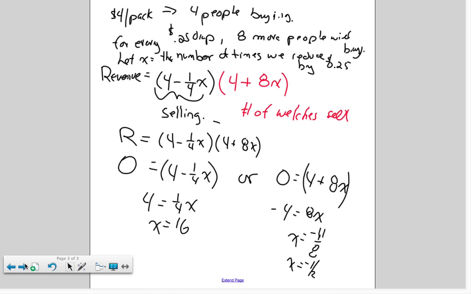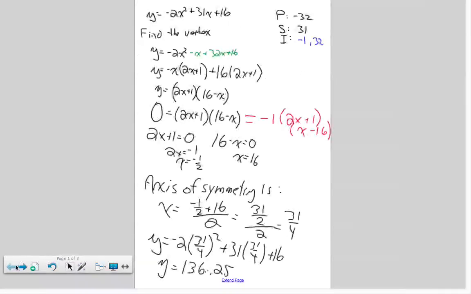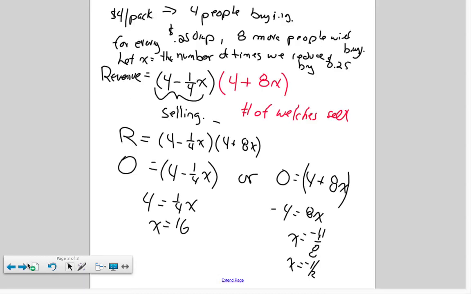You found your zeros. So how do we find the axis of symmetry? We did all that over here. We had the same roots, x equals -1/2, x equals 16. So the axis of symmetry is 31 over 4. So we plug that back into here.